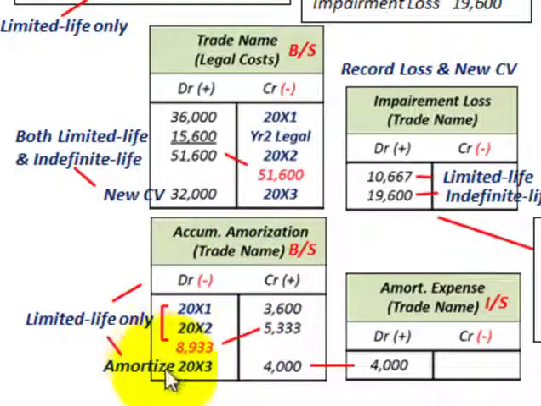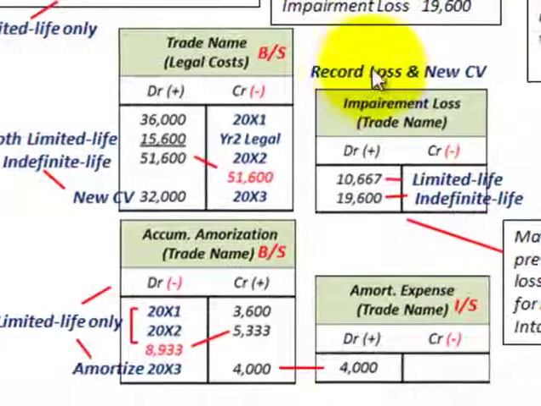And just a note here, for 20x3, we would have added to our accumulated amortization the $4,000 that we calculated for this year, and then we would recognize it on our income statement, a debit amount for $4,000. Now let's go up here and look at recording this loss. So when we had this impairment, we record the loss, and also we have to reset our carrying value to the new carrying value.